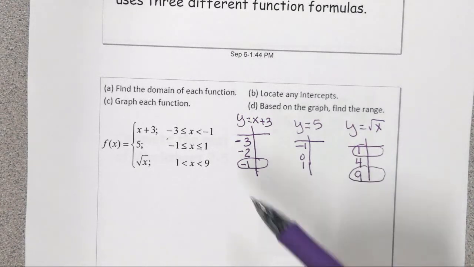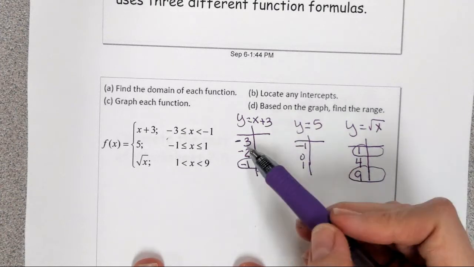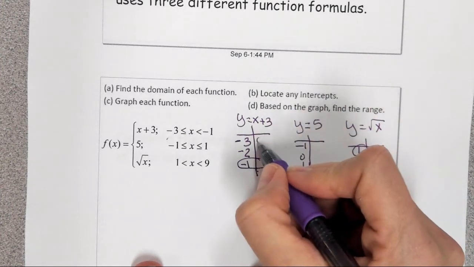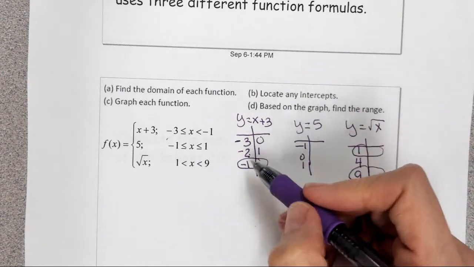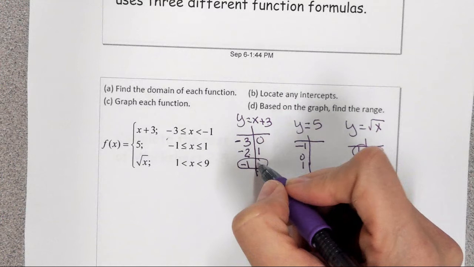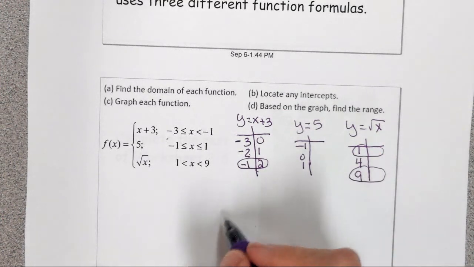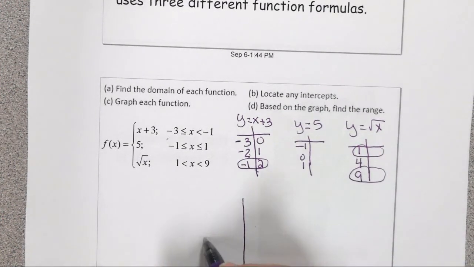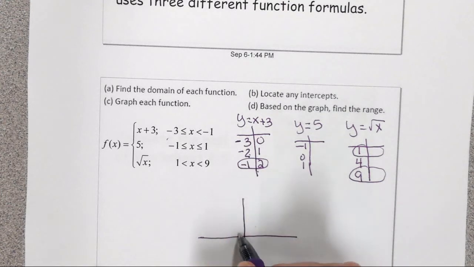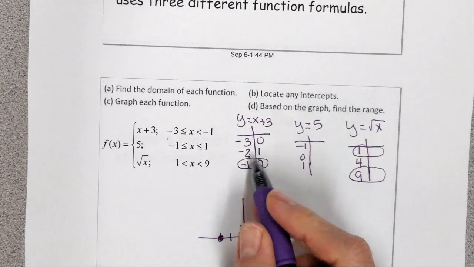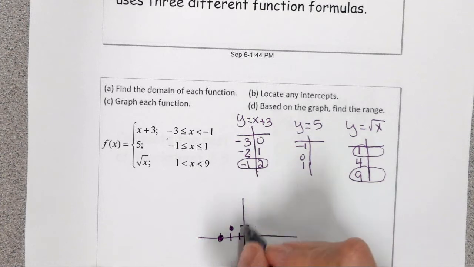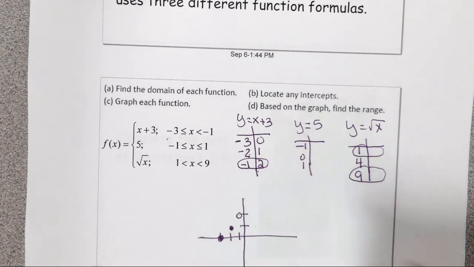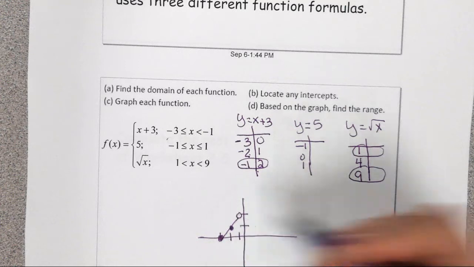Okay, so now what I'm going to do is take my x's and plug them in. So -3 plus 3 is 0. -2 plus 3 is 1. And -1 plus 3 is 2. So I can already start graphing. I know I'm going to have a point at -3, 0. I'm going to have another point at -2, 1. And I'm going to have a third point at -1, 2. But this one's going to be an open circle. And I'm going to go connect those 3.